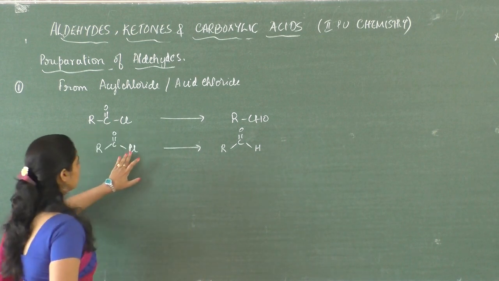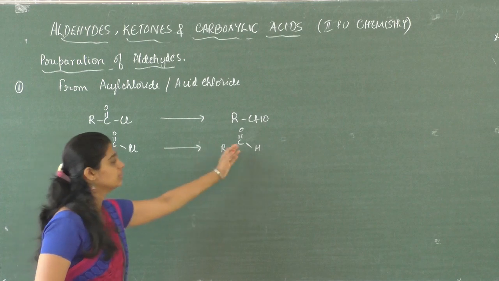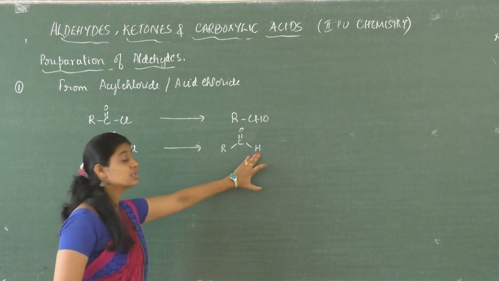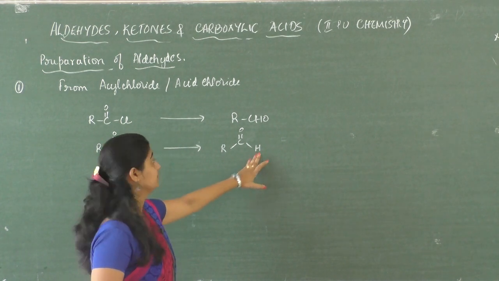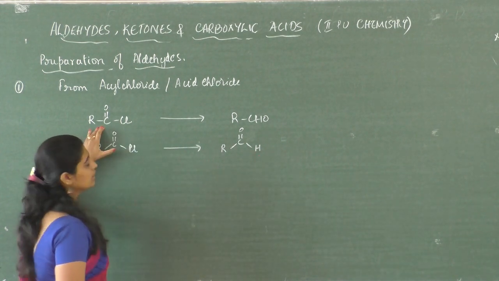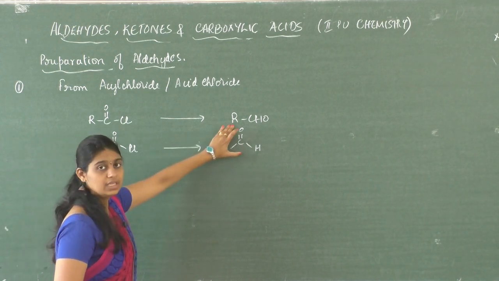So what has happened? The chlorine is replaced by the hydrogen atom, or else you need to remove the chlorine and then you need to add hydrogen. Adding hydrogen is nothing but, the process is called, yes, reduction. So you need to reduce the carbonyl chloride or else acid chloride so as to obtain aldehyde.